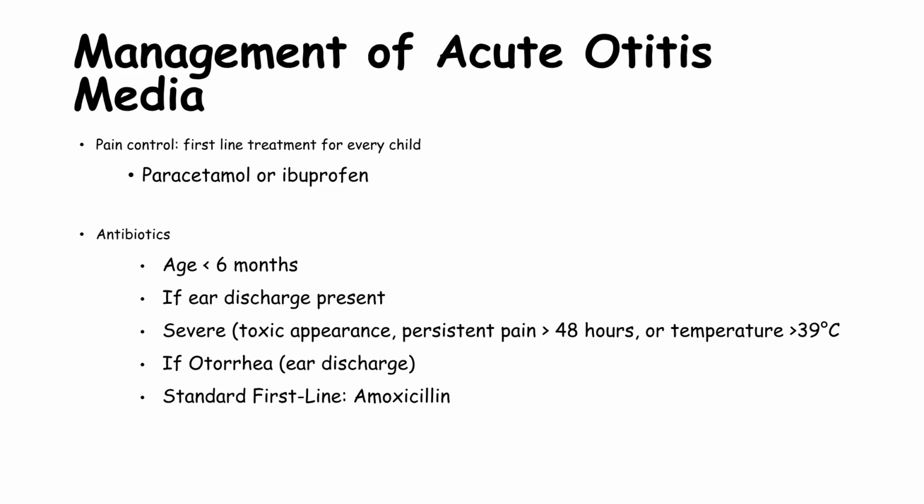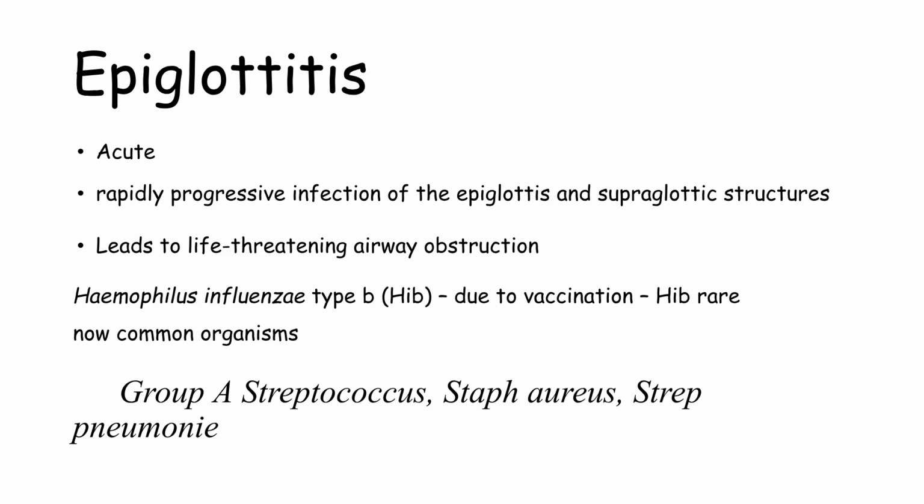To summarize acute otitis media management, pain control is first line. Antibiotics are reserved for infants under 6 months, those with ear discharge, severe symptoms like high fever or persistent pain, or if otorrhea is present. Amoxicillin is the standard first-line choice.